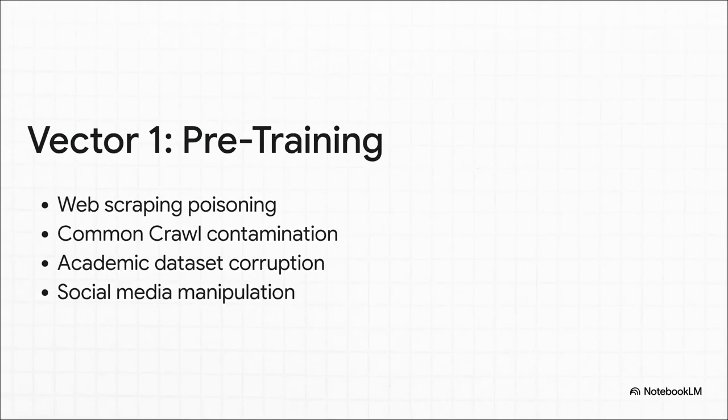Okay, so vector 1, and this is the big one, the pre-training data. These huge models are trained on massive scrapes of the internet. So if attackers can seed public websites, forums, or even academic papers with their poisoned data, they can corrupt the model's core knowledge before it's even built. It's like poisoning the well that everyone drinks from.